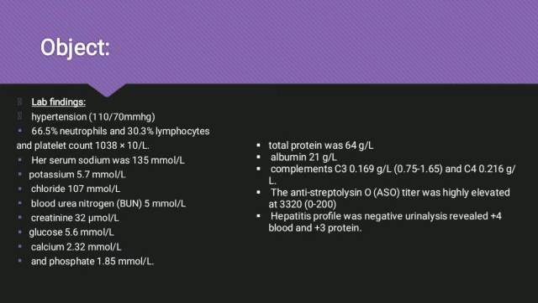Objective. In the objective, we will talk about lab findings. Here we can see that there is a condition of hypertension, that is the blood pressure is 110/70, which is absolutely not normal for a 14-month-old infant. The complement C3 level is very low, that is 0.169, and it is also not in the range. The ASO titer, which is anti-streptolysin titer, is very highly elevated, which is 3320, which is also not in the range. So we have to manage all these.